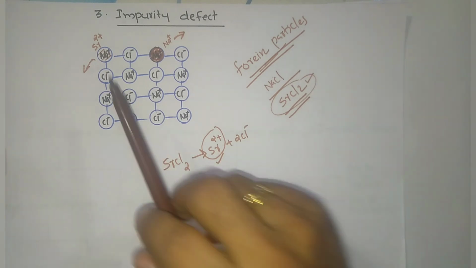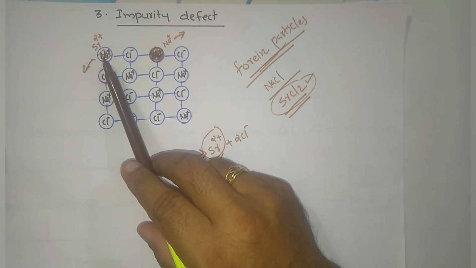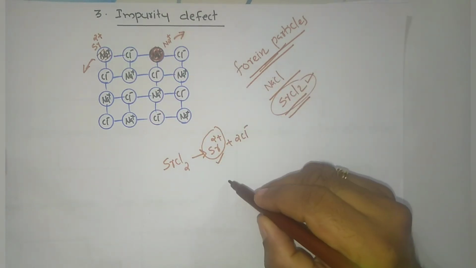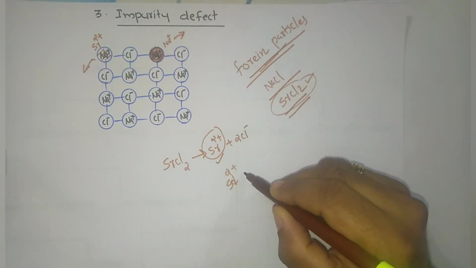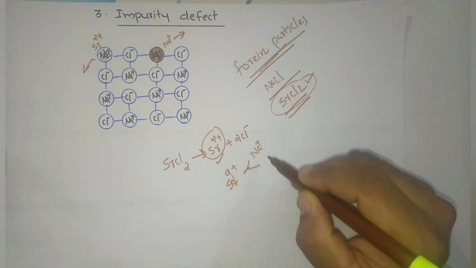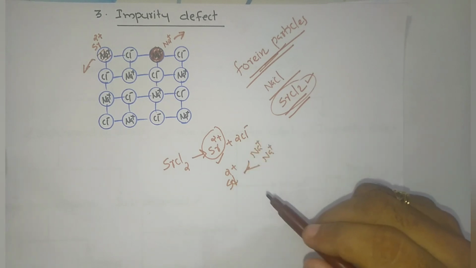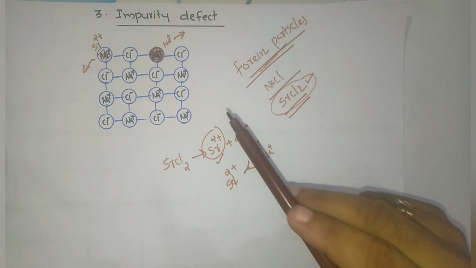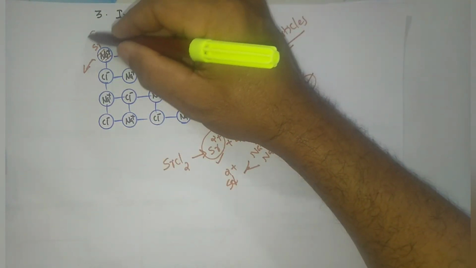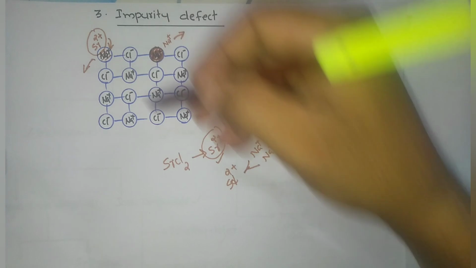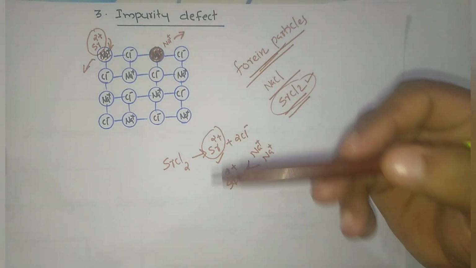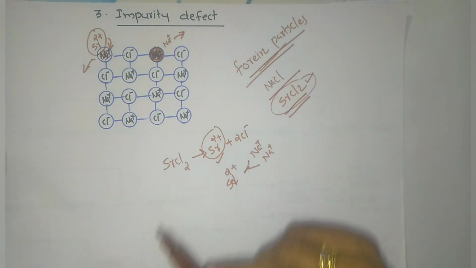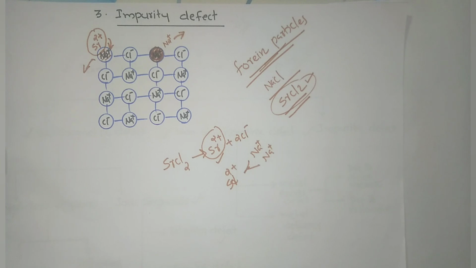Here some of the sites of Na plus ion are occupied by Sr2 plus ion. Each Sr2 plus ion replaces how many Na plus ions? 2. Replaces 2 Na plus ions. Sr2 plus occupies the site of one ion, and the other site remains vacant. This one vacant. Okay. Clear? This defect is called impurity defect.